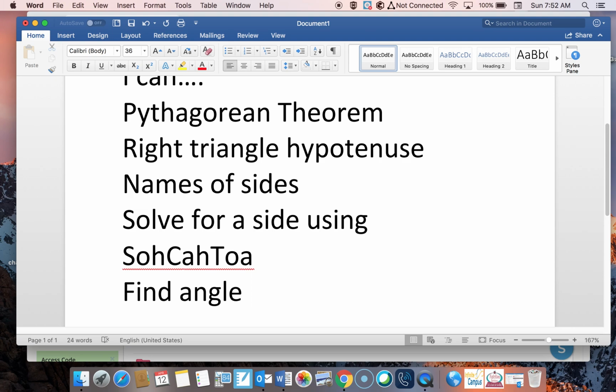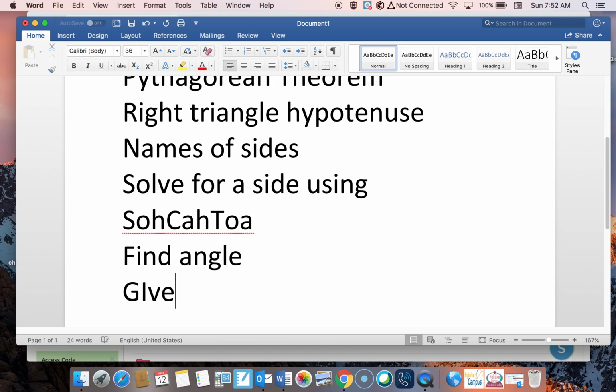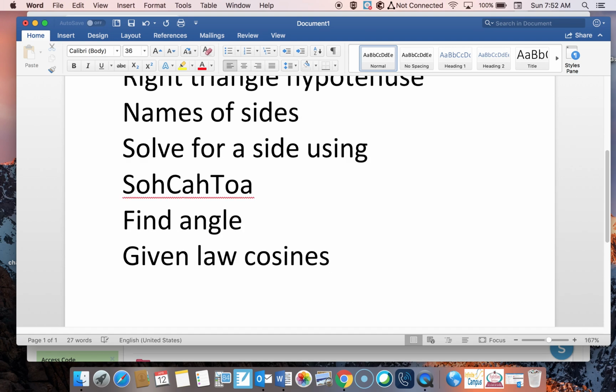Cool. Given the law of cosines all set up for you, you have to know how to get from one line to the next to the next. So if you're given the formula and all the numbers, you have to know if you are missing the side, how to get it. That's pretty easy. And if you're missing the angle, you have to know how to do that.